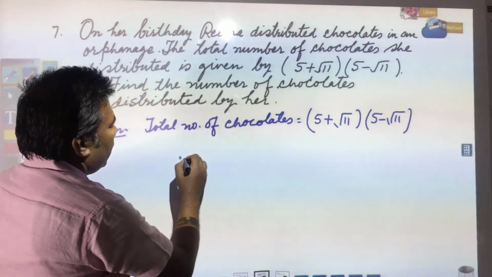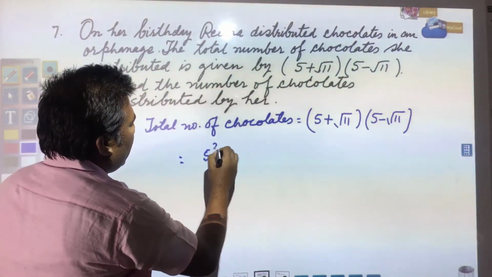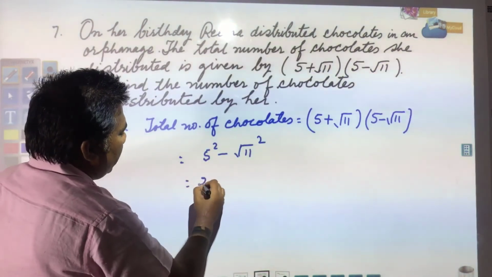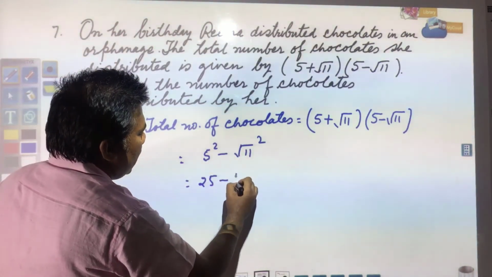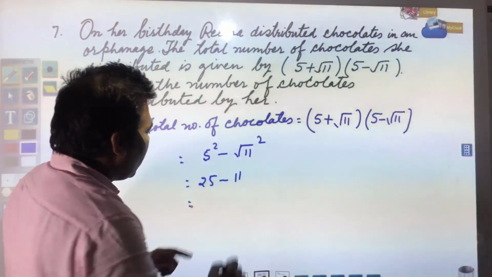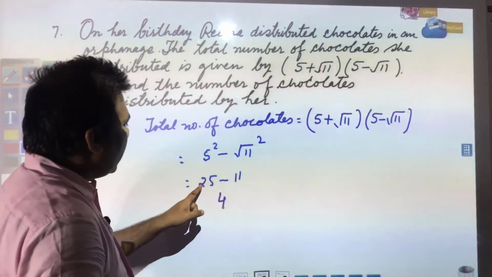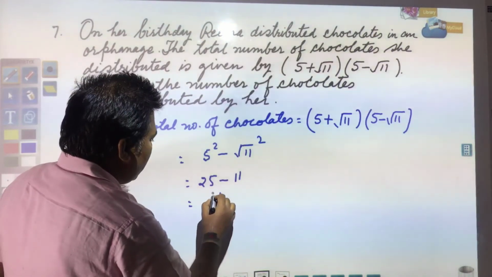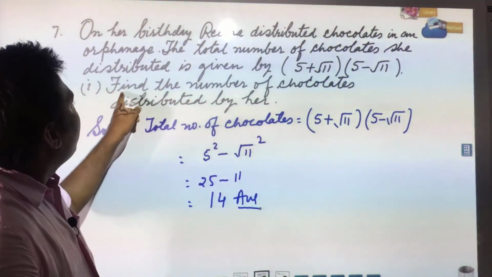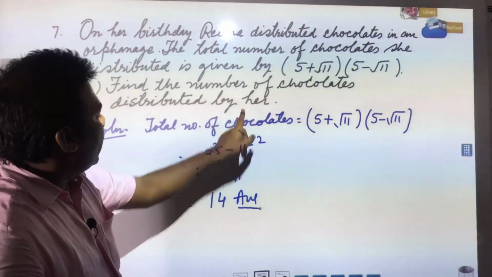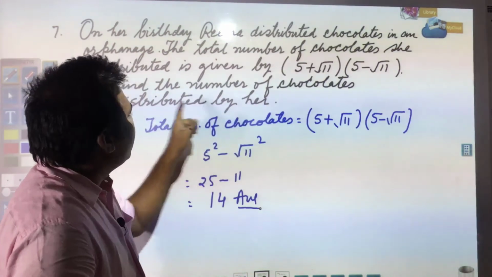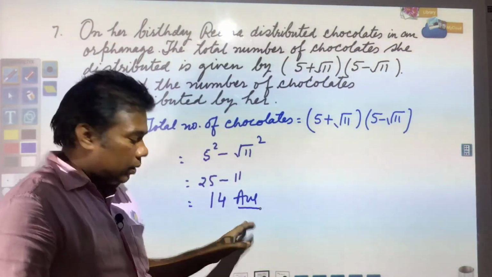So, this will be a square minus b square. So, this will be 25 minus 11. You subtract this, what will you get? 5 minus 1 is equal to 4 and 2 minus 1 is equal to 1, and this will be your answer. So, find the number of chocolates distributed by her: 14 chocolates distributed by her, that will be your answer.